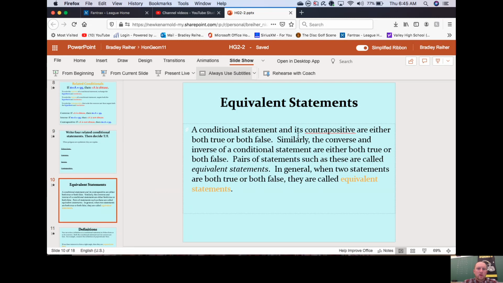So the statements that are equivalent are the conditional and its contrapositive. They're either going to be both true or both false. Similarly, the converse and the inverse of a conditional are either both true or both false. Those pairs of statements, such as these, are called equivalent statements. In general, when two statements are both true or both false, they are called equivalent statements.